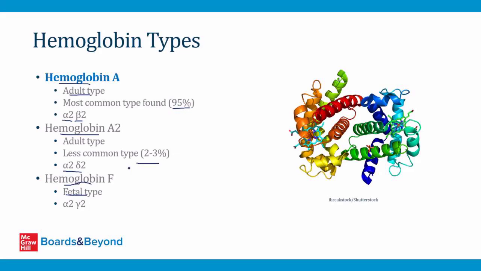This is particularly good at holding onto oxygen in the environment of the uterus. We'll talk more about this later. And hemoglobin F, the fetal type, is made up of two alphas and two gamma chains. And so a theme here is that all hemoglobin has two alpha chains. It's the other two chains that determine what type it is. If the other two chains are betas, you have hemoglobin A. If they're deltas, it's A2. And if they're gammas, it's F.